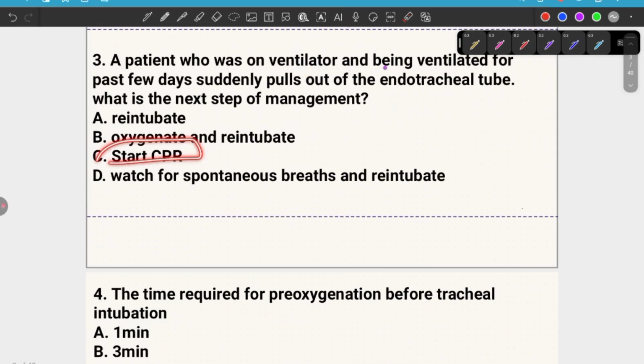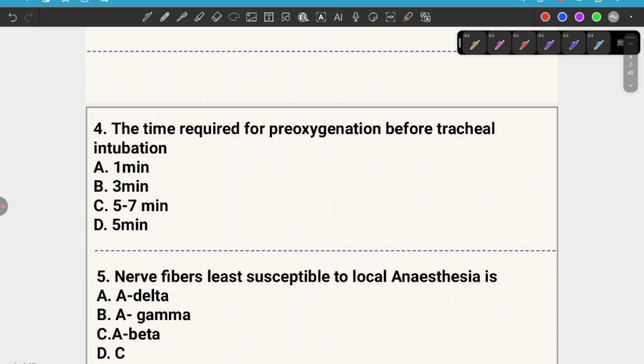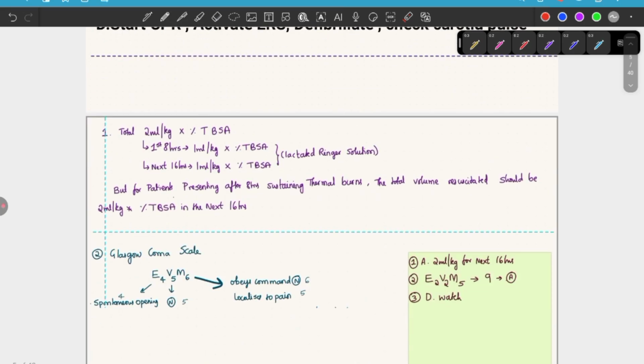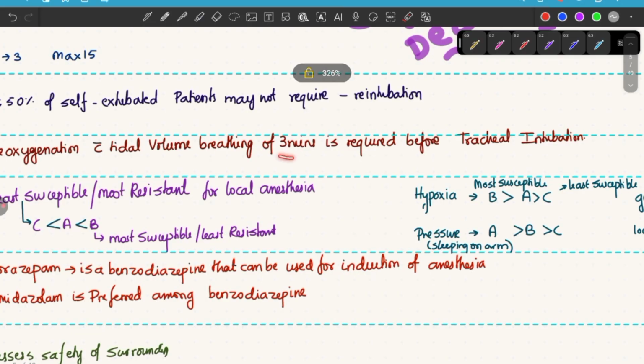Start CPR? No, not necessary. The patient is conscious, so why start CPR? It's not necessary. Okay. Fourth one, the time required for pre-oxygenation before tracheal intubation. Actually, the ideal time is 3 minutes. Why 3 minutes? It's for tidal volume breathing of 3 minutes. That is, 3 minutes is required.